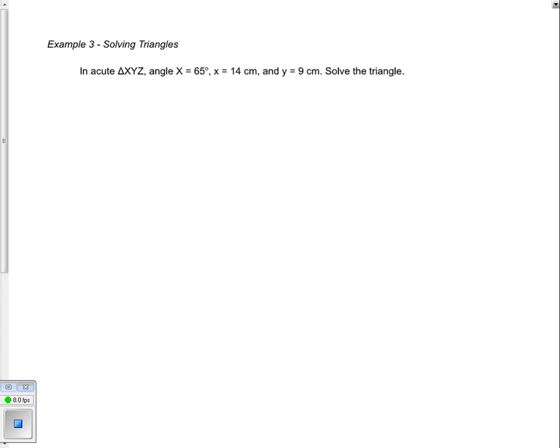So let's draw our diagram, and our diagram is of a triangle. And so again, it doesn't have to be to scale, it doesn't have to be a perfect diagram or whatnot, it just needs to be representative. So in this case, I've got an acute triangle with angles x, y, and z. So I'm just going to call this x, y, and z.